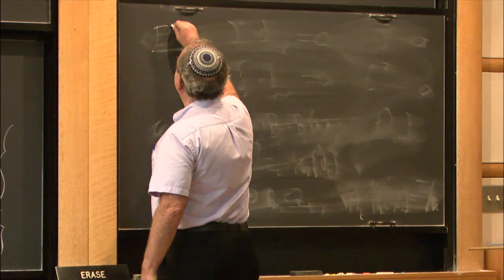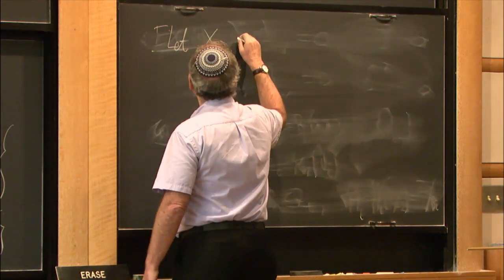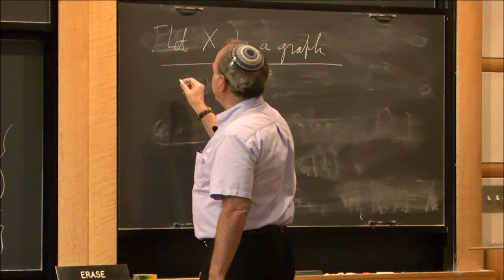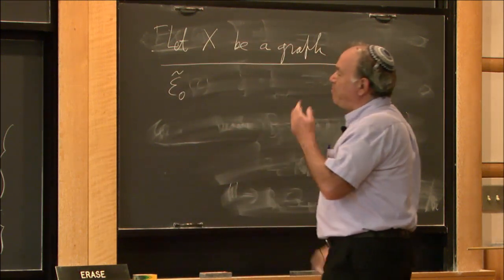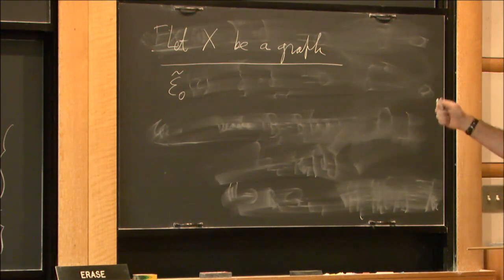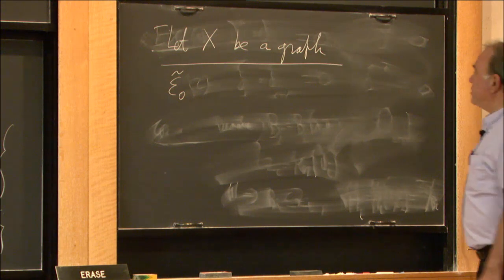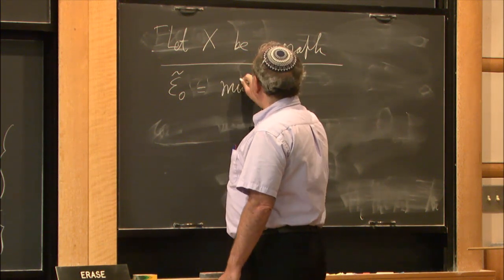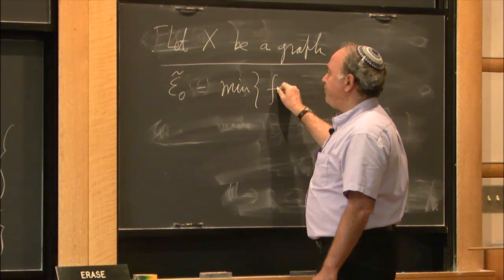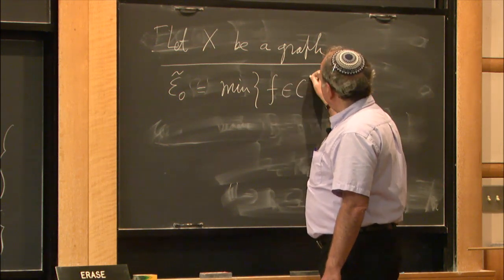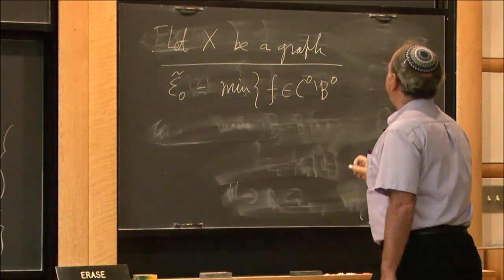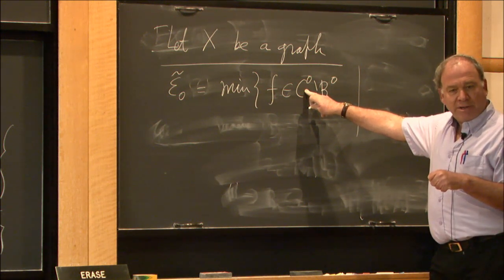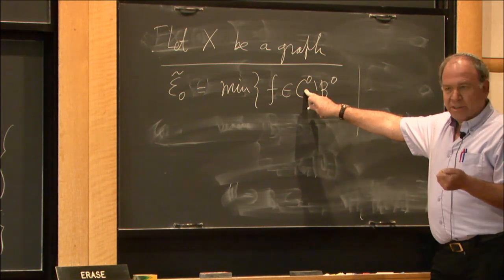So let's go back to the graph. Let X now be a graph. And let's see what this epsilon is. So we have to pick i between 0 and d minus 1. There is only one option here, i equals 0. And let's see what epsilon tilde is. This is, by definition, the minimum over all functions f in C0 minus B0. Let's remind ourselves, C0 is all characteristic functions on the vertices.